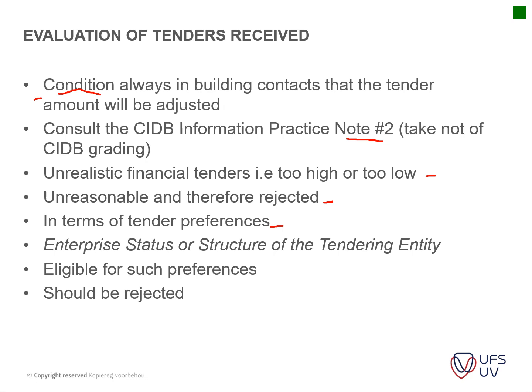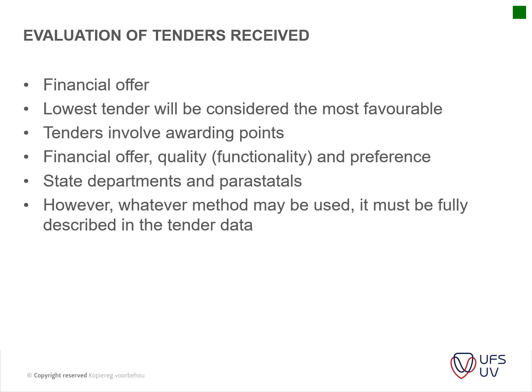Then enterprise status of structures and tendering entities. Please have a look at that in your book. And then eligibility of such preferences is also evaluated. Finally, you should look at whether contractors should be rejected or led through to the following round of evaluations. And then finally, evaluation of the tenders received.